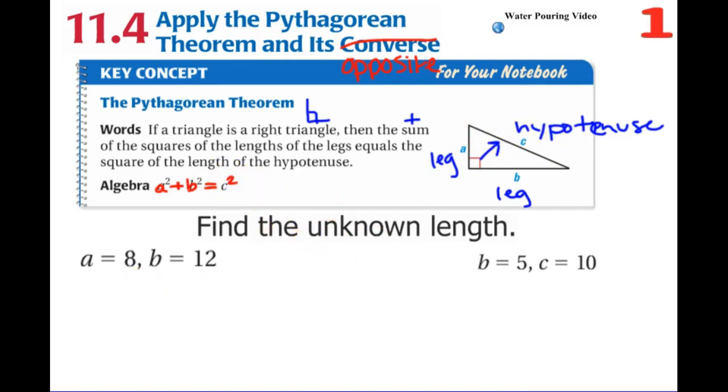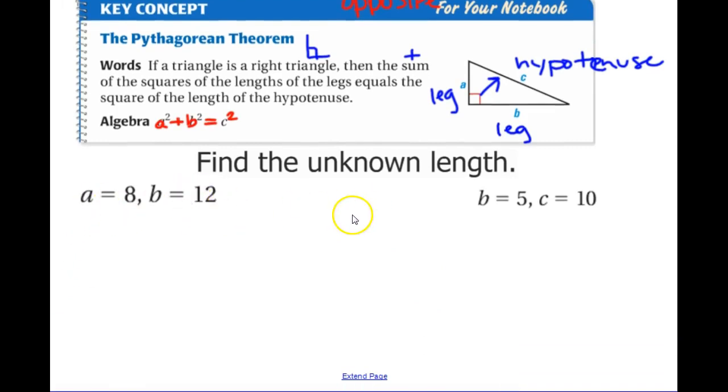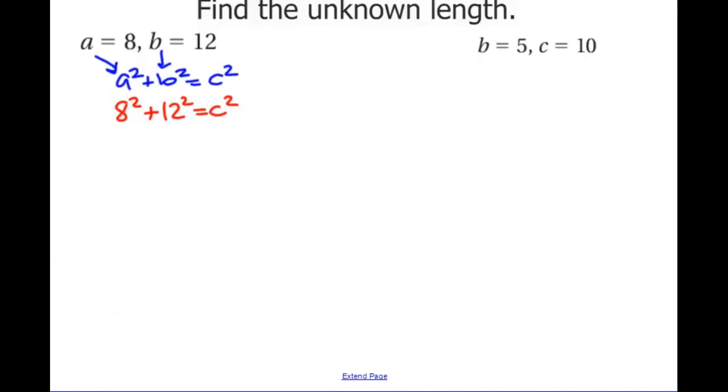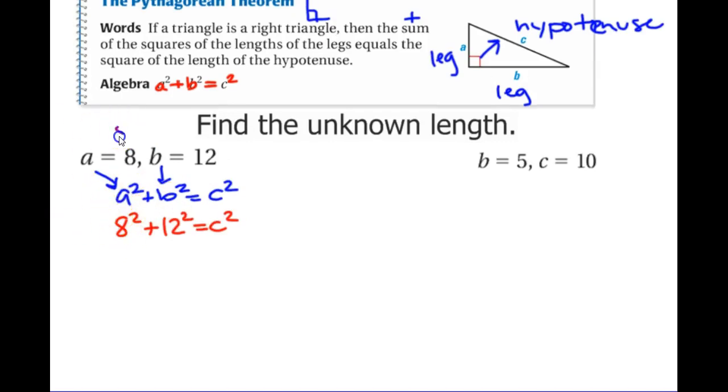So they're giving us here in this example a and b. We need to find c. So I know the equation says a squared plus b squared equals c squared. So I'm going to plug in b here and a there. So a is really 8, so I have 8 squared, plus b, which is 12 squared, equal to c squared. And now I'm going to simplify what I already know. I know 8 squared is really 8 times 8, which is 64, plus 12 squared, 12 times 12, is 144. That's equal to c squared.